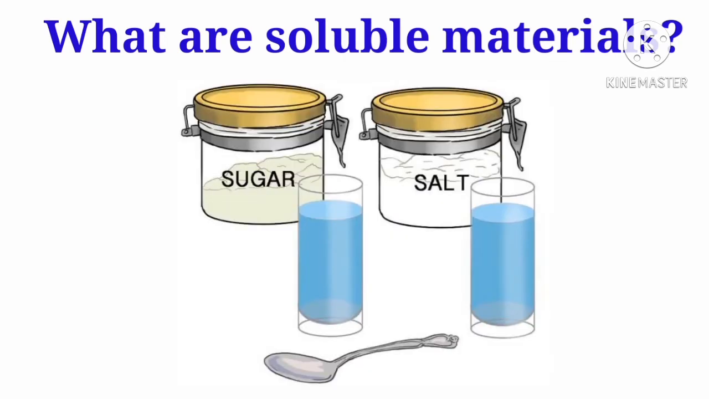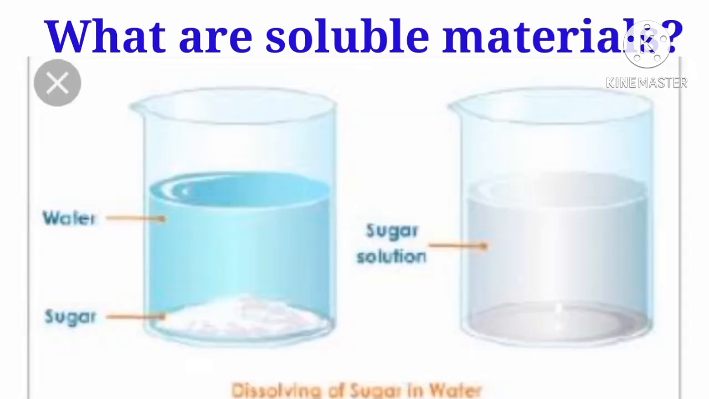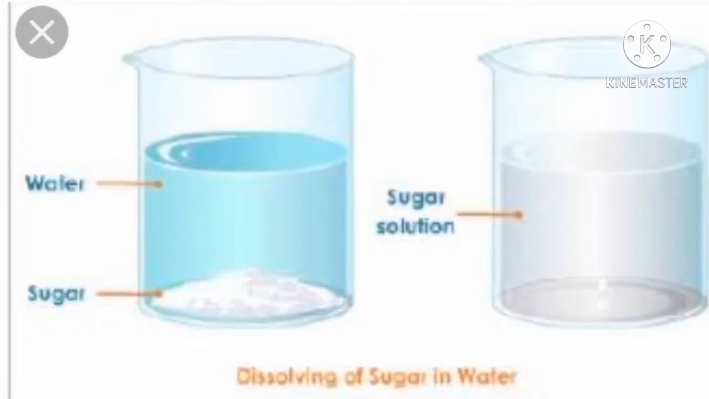Example, sugar and salt. Children, take a beaker of water and put a little sugar or salt in it and stir it well. Can you see the sugar or salt in that water? No, right? The sugar or salt will completely dissolve in the water. Such materials are called soluble materials. So sugar and salt are soluble materials.